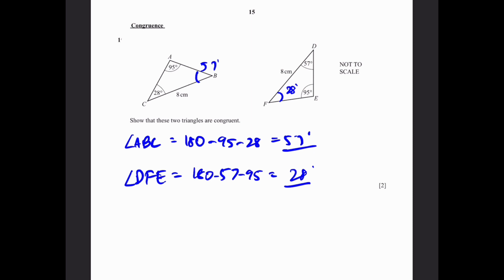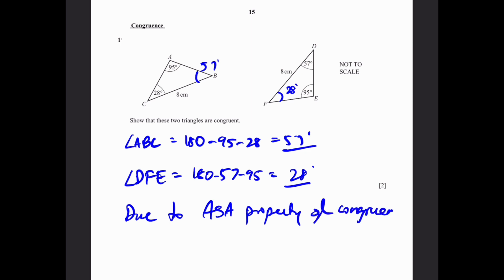Now we can see that there's a side and there's two angles right next to it which are both the same for both triangles. So due to the ASA property of congruence, triangle ABC and triangle DEF are congruent.